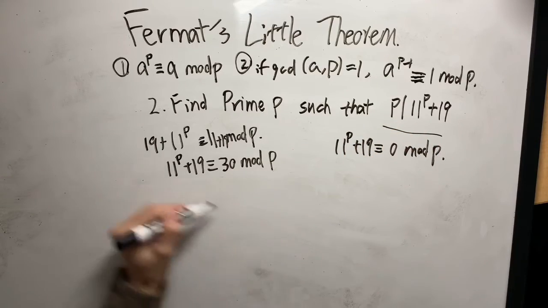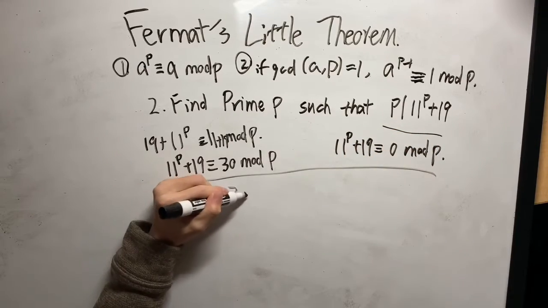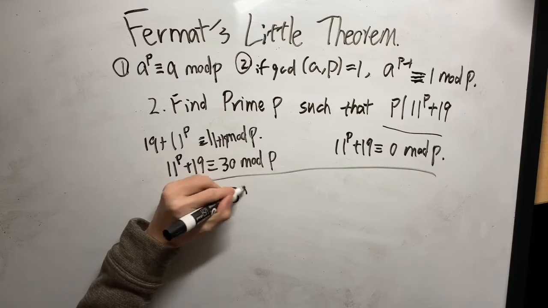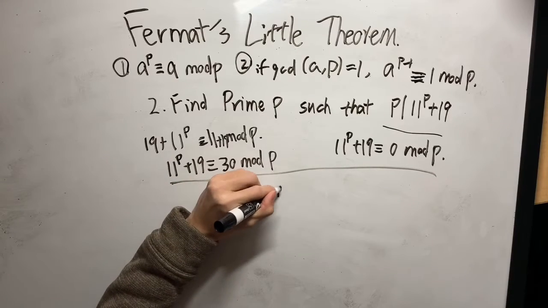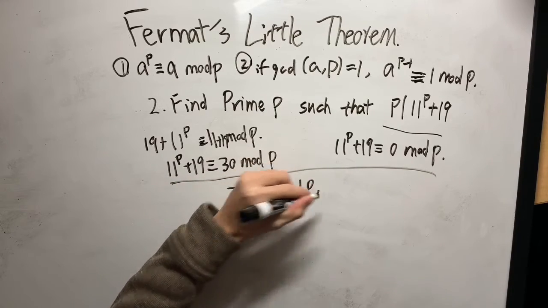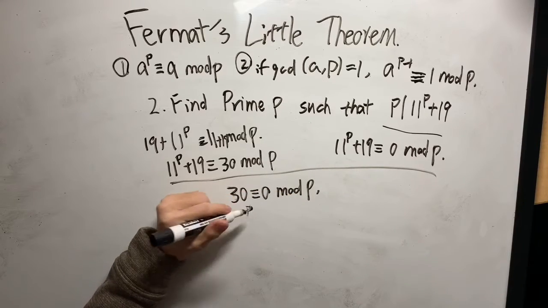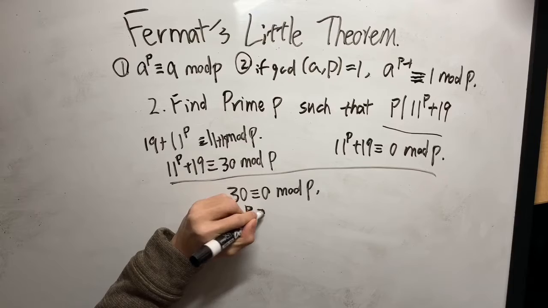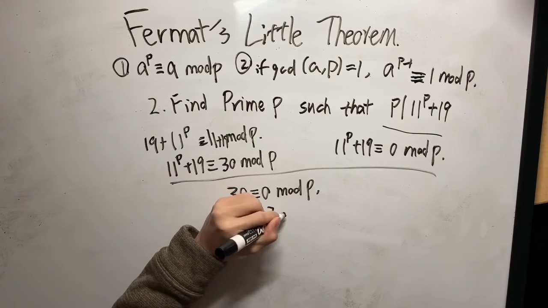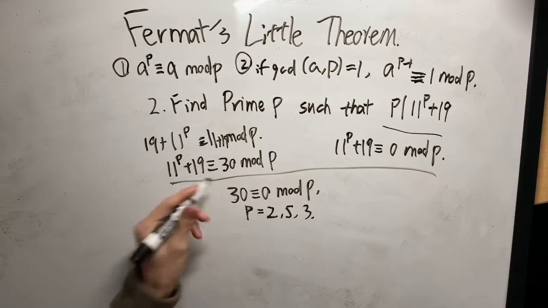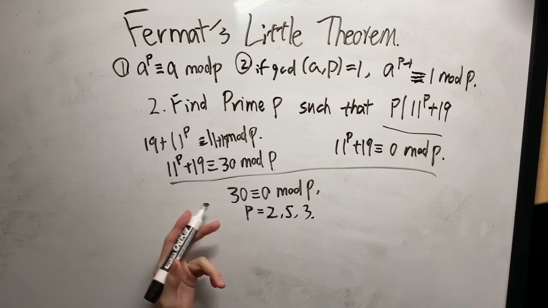Now we have 30 is congruent to 0 mod P. Thus, the prime P can equal 2 or 5 or 3. And now we have solved the question.